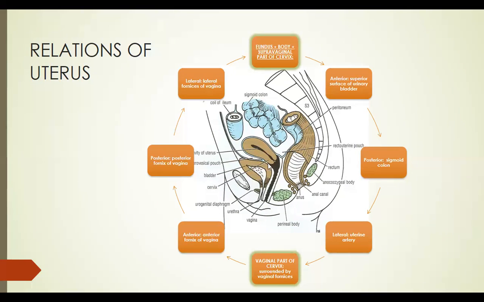Laterally, we have the uterine artery on either side. And the vaginal part, if you see, this is the vaginal part of the cervix, surrounded by the vaginal fornices. So it is divided into the fundus, body, and supravaginal part, and the vaginal part. In the vaginal part, we have the anterior fornix, posterior fornix, and lateral fornices. So these are some of the important relations of the uterus.